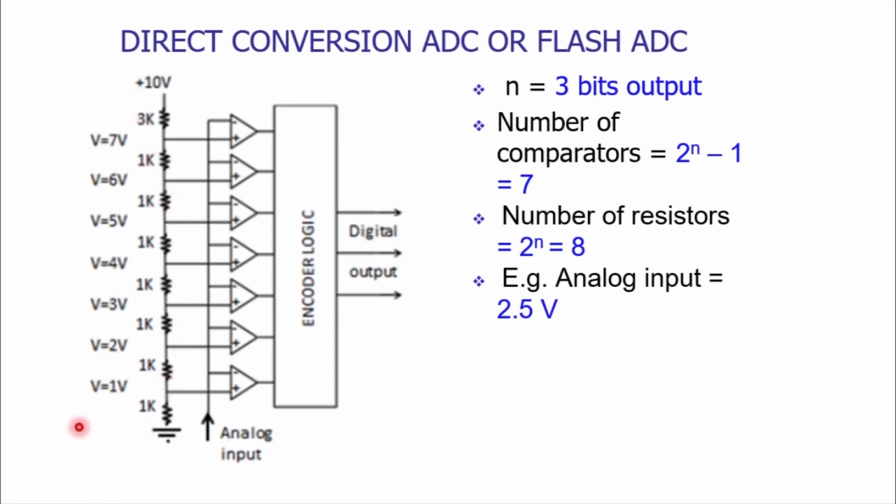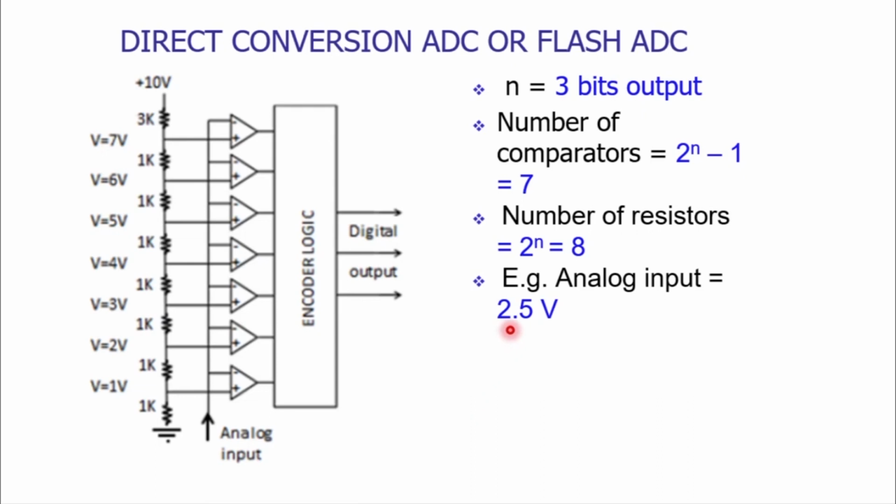Now to have the increment of 1 volt as a reference voltage, we are attaching a 1 kilo ohm resistance for each comparator except the last comparator. At the last comparator, we are attaching 3 kilo ohm as the resistor value. The reference voltages are attached to the non-inverting terminal and the analog input is given to the inverting terminal. Now let us see how exactly the ADC converts the analog input into the digital binary output.